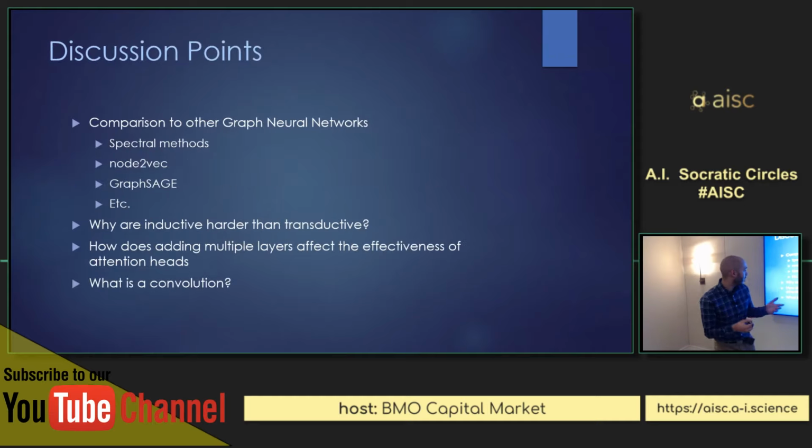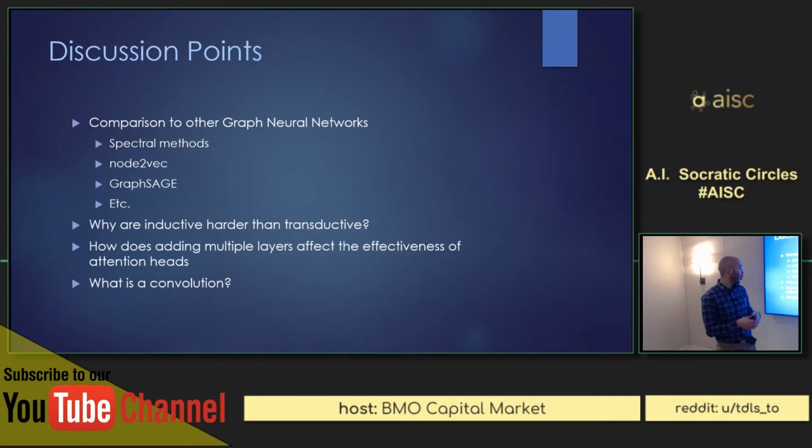Some discussion points. First one is something that I guess we all want to know: how do you compare this architecture with the hundreds of different graph neural network architectures out there, right? Just on top of the list, there are spectral methods that are more traditional ones. There's Node2Vec, there's GraphSAGE, etc. And the second point is, I'll go through the points and then I open the floor for discussion.